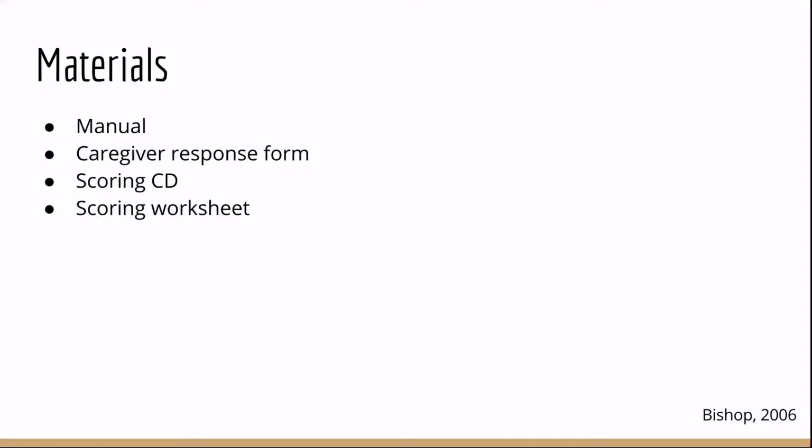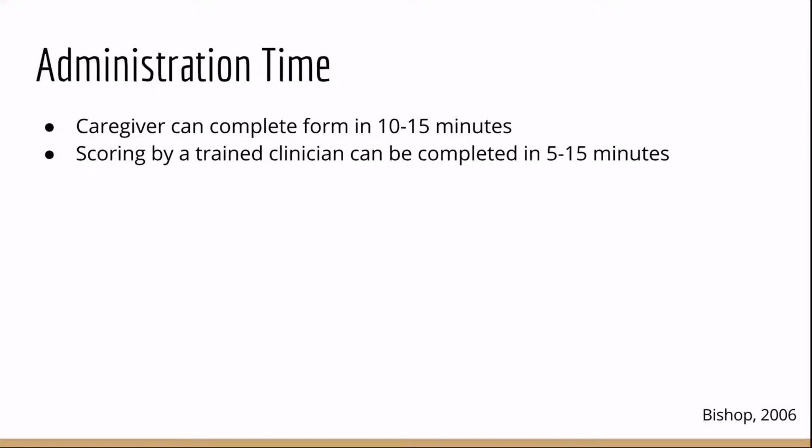The CCC-2 comes with a manual, caregiver response form, scoring CD, and scoring worksheet. Now we will address the final question in our pre-training questionnaire. The caregiver can complete the response form in 10 to 15 minutes. The actual scoring of the form, which should be done by a trained clinician, can take 5 to 15 minutes.